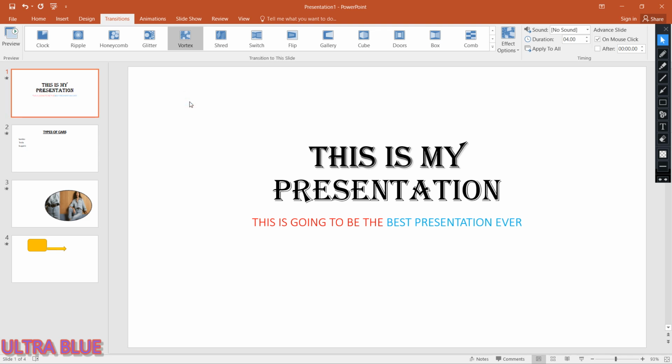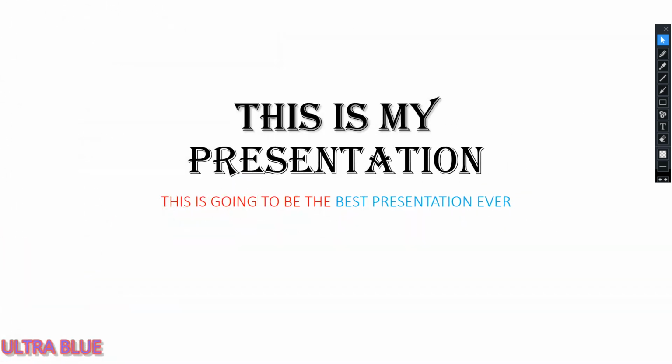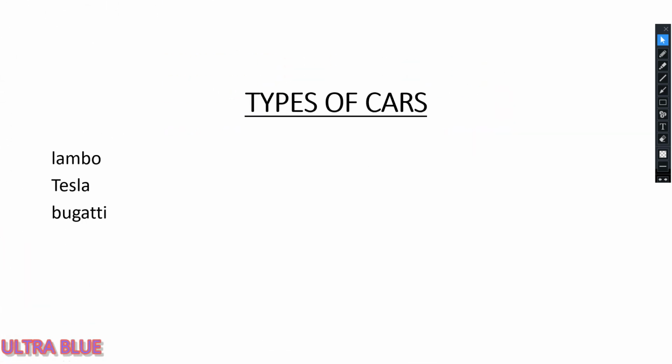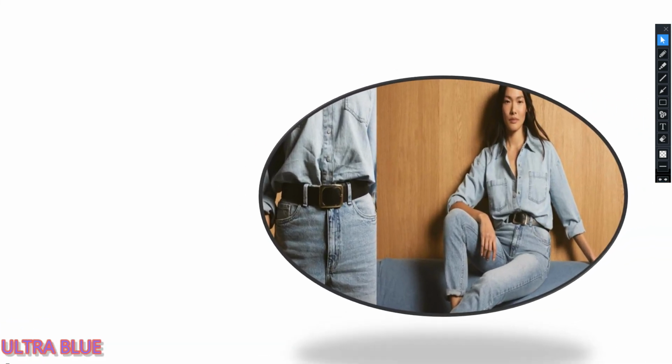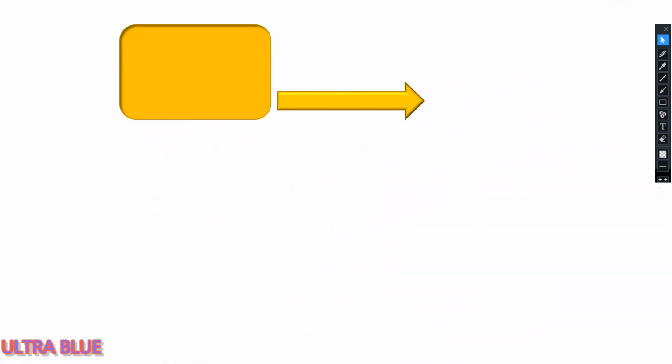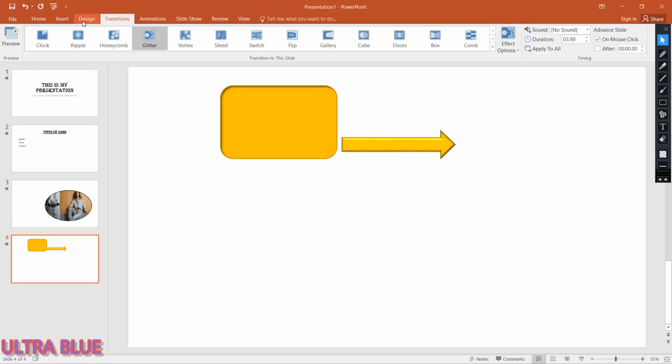Now let's talk about animation. But before we start animating, let's see how it looks when we put it on a slideshow. On a slideshow, it's going to appear like this. When we move on to the next, it comes like this. Next, like that, and then the next, like this. All right, so that's how you put on transitions.